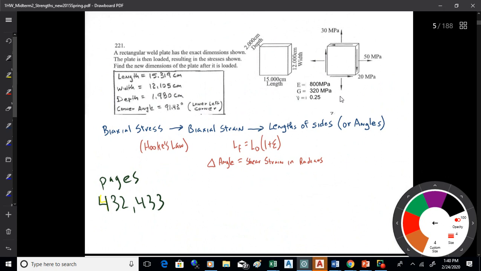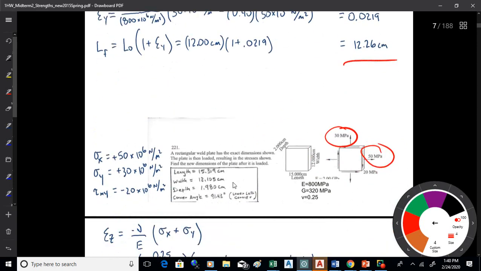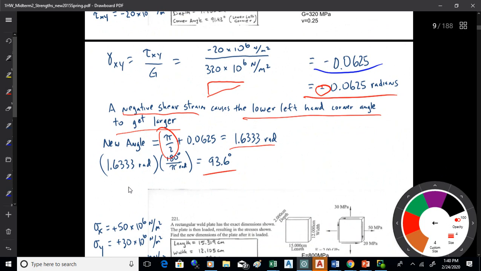221, I gave you a plate. I showed you the stresses on the plate. I wanted you to find the final dimensions of the plate. You all good on doing something like that? That's Hooke's law. And then the strain to deformation stuff. Okay, good. So let's look at that. We went through, we found epsilon x, and then the final length in the x direction using Hooke's law, and then taking the original length times 1 plus the strain. We good with that? Did the same thing in the y direction, same thing in the z direction, and then we found the angle gamma, tau xy over G.